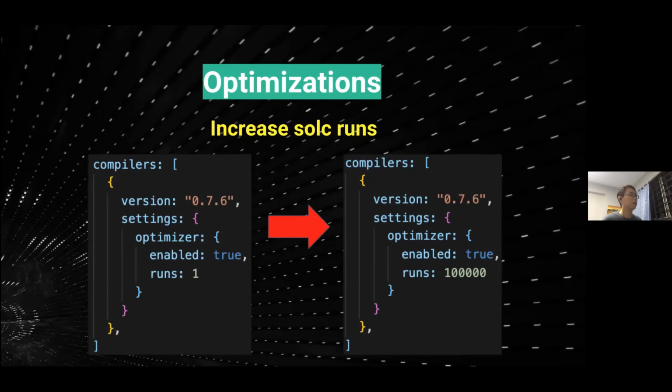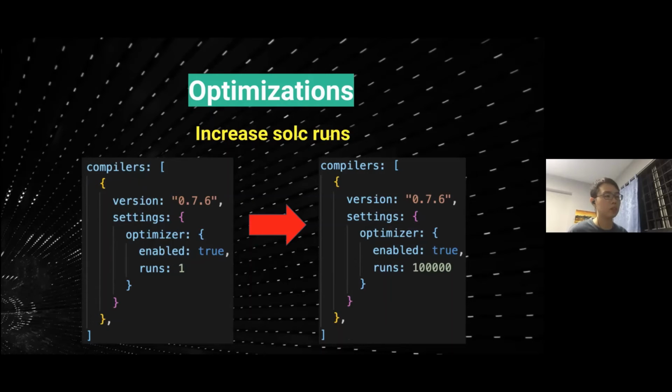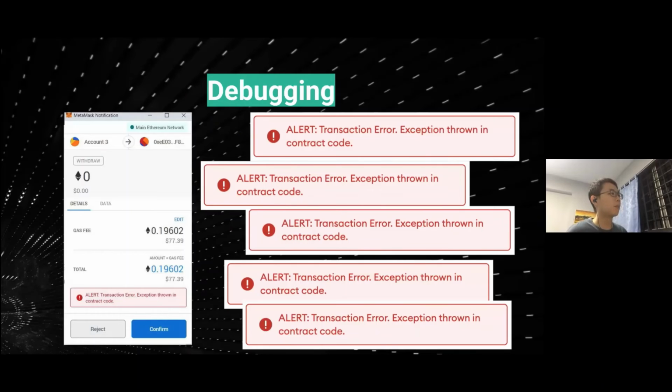And second of all, increase optimizer runs, right? What this does is help reduce gas costs when you make function calls, but it does not reduce the contract bytecode size on deployment, right? In fact, it will increase it. So like I said, it's a fine balance at play here. Right. So finally, some debugging tools.